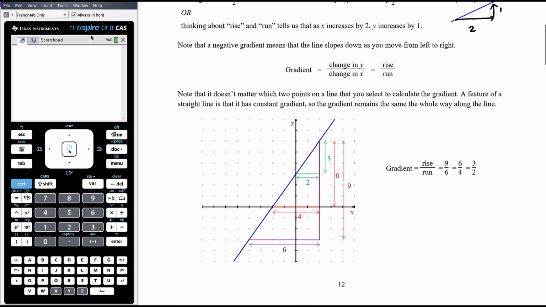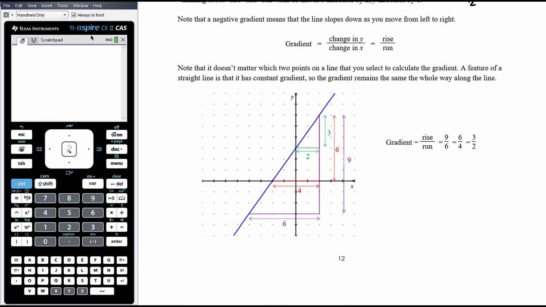Note that it doesn't matter which 2 points on a line you select to calculate the gradient. A feature of a straight line is that it has constant gradient. So the gradient is the same the whole way along the line. So any 2 points and you look at calculating rise over run and you should get exactly the same gradient. So here you can see in the green triangle I've chosen these 2 points and rise over run tells me the gradient is 3 over 2.